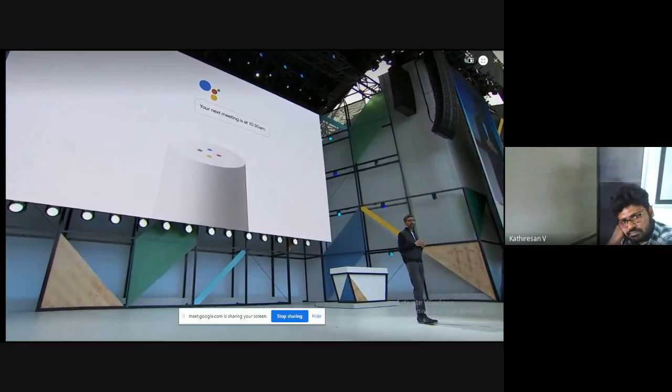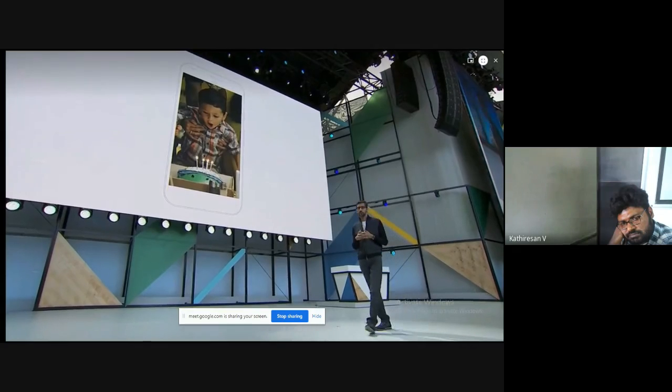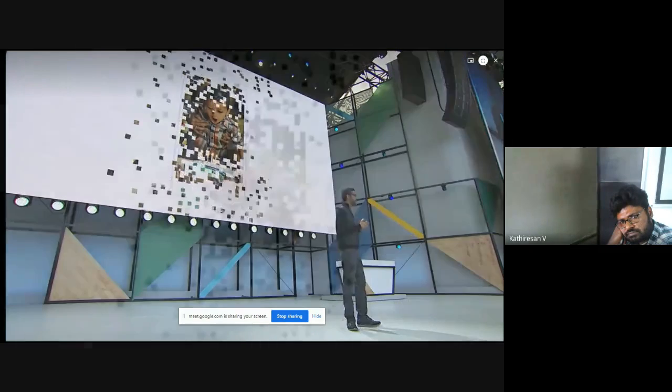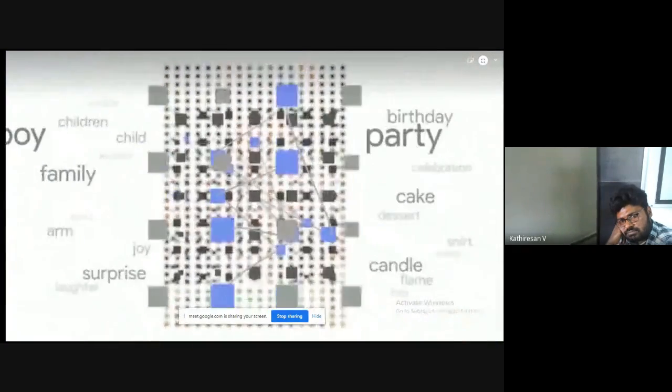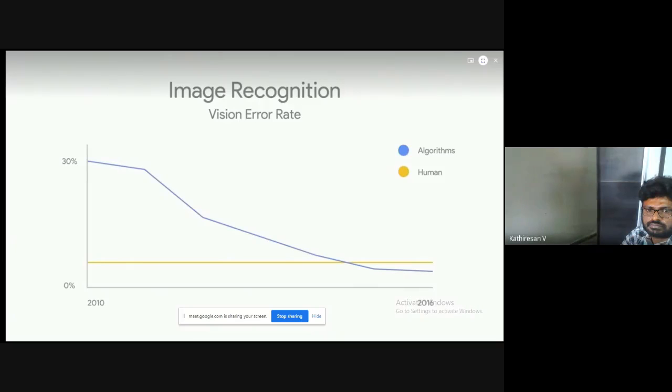The same thing is happening with vision. Similar to speech, we are seeing great improvements in computer vision. So when you look at a picture like this, we are able to understand the attributes behind the picture. We realize it's your boy in a birthday party. There was cake and family involved and your boy was happy. So we can understand all that better now. And our computer vision systems now, for the task of image recognition, are even better than humans. So it's astounding progress, and we're using it across our products.